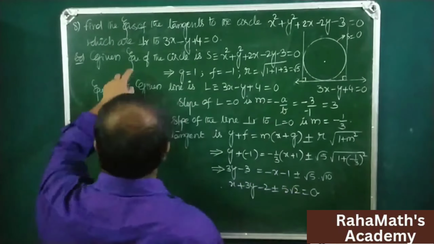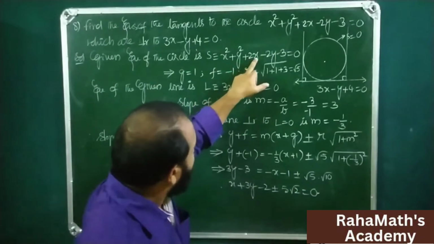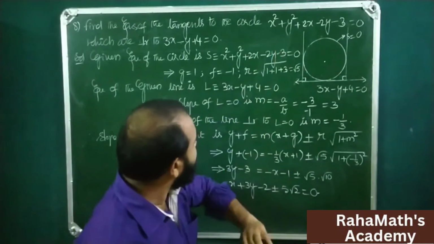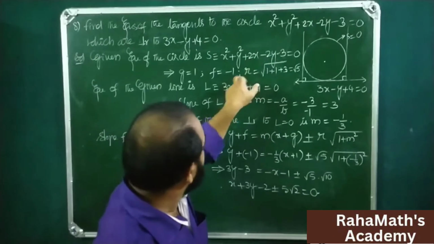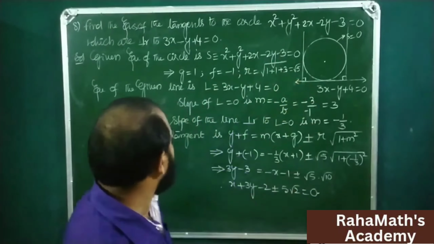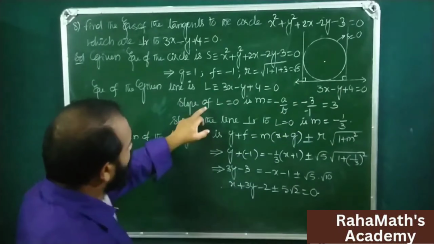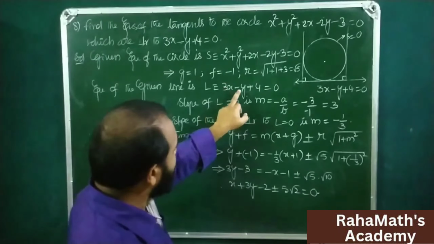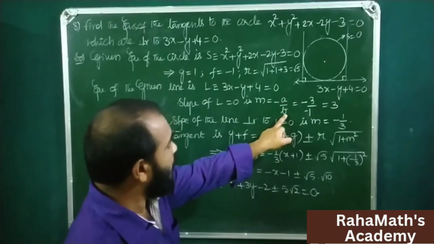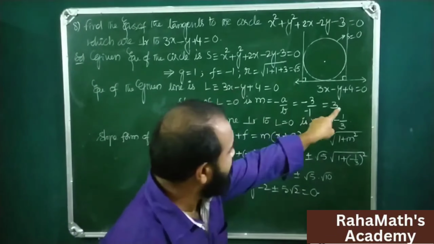So the equation of the circle is this. The g value is half the x coefficient and the f value is half the y coefficient, with the signs unchanged, and the radius is √(g² + f² − c), so √(1 + 1 + 3) = √5. The given line is 3x − y + 4 = 0. The slope of the line ax + by + c = 0 is minus x coefficient by y coefficient, −a/b, so −3/−1, which is 3.